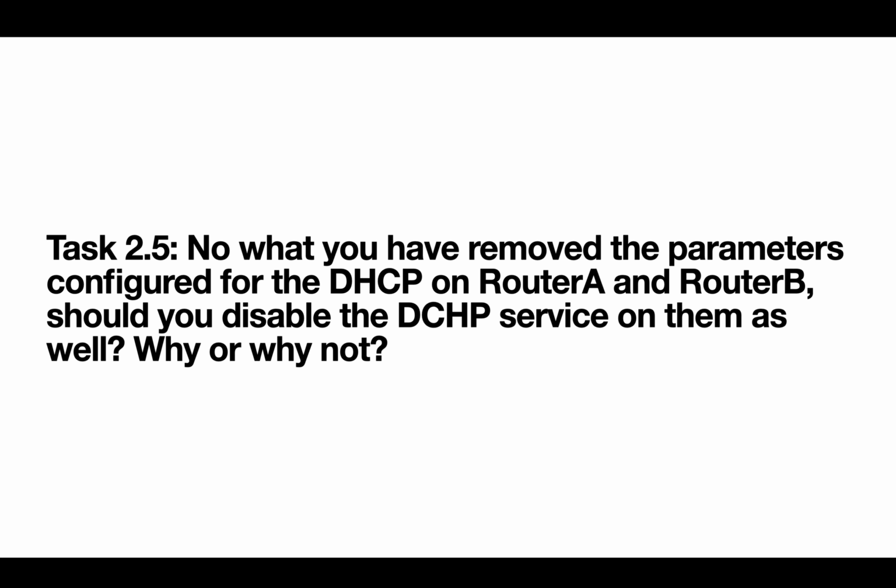So we've removed the parameters configured for DHCP. That should say now you have removed the parameters configured for the DHCP on router A and router B. Should you disable the DHCP service on them as well? Why not? Should we disable the service just because we removed the parameters from router A and router B? The answer is absolutely not. We should not be doing that.